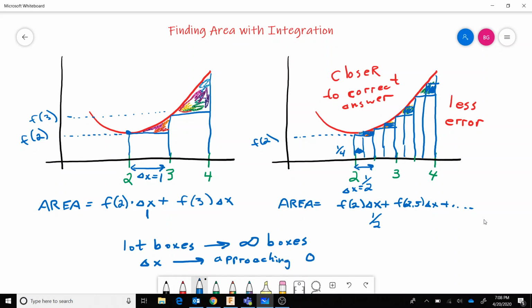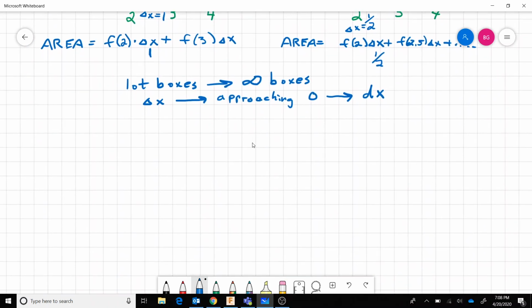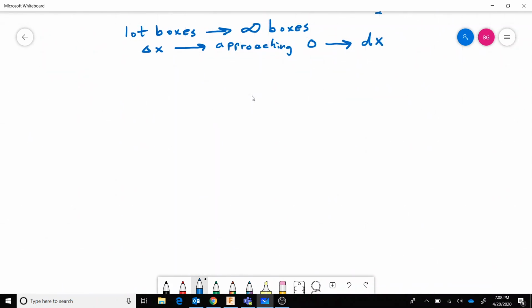Delta x would be getting really, really small. Well, what do we call a delta x when it's almost 0? We call that dx. So what we're going to do is we're going to do these problems again, but instead of breaking them up into 2 boxes or 4 boxes or even 100 or 1,000,000 boxes, we're going to break them up into an infinite number of boxes. And if we do that, a very interesting thing happens, and that is all of our error starts to disappear.